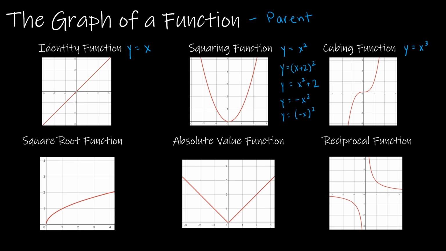Let's look at the square root function. Again, that's y equals the square root of x. Again, an implied domain would be that x has to be greater than or equal to 0. Absolute value function, y equals the absolute value of x. This one is just like y equals x, except for this left-hand side has been reflected over the x-axis. And then the reciprocal function, which is y equals 1 over x. And we can see that that's also called an inverse function.